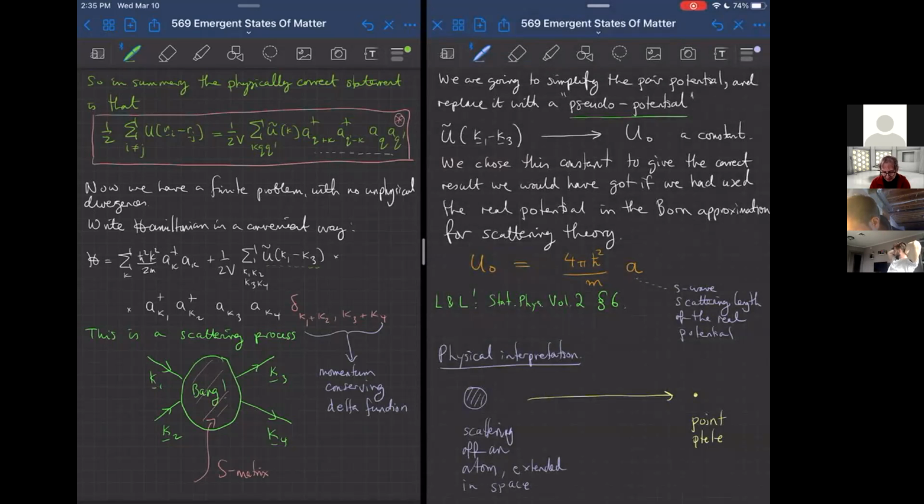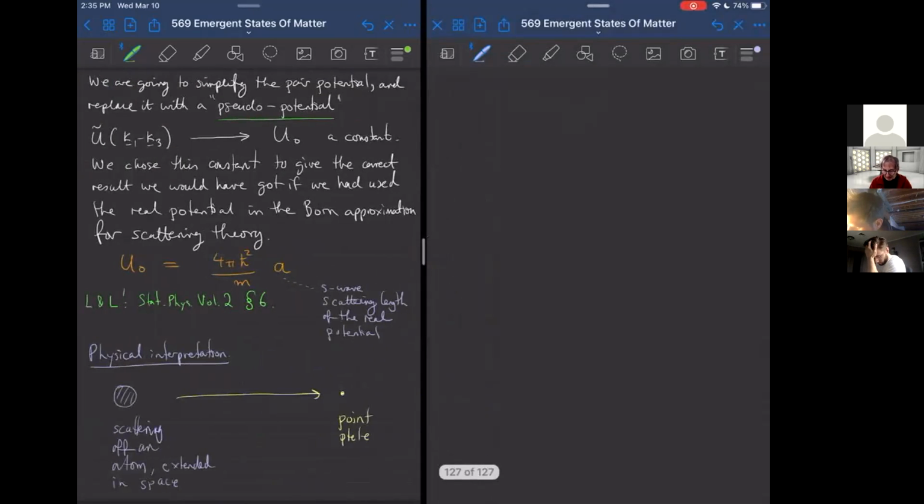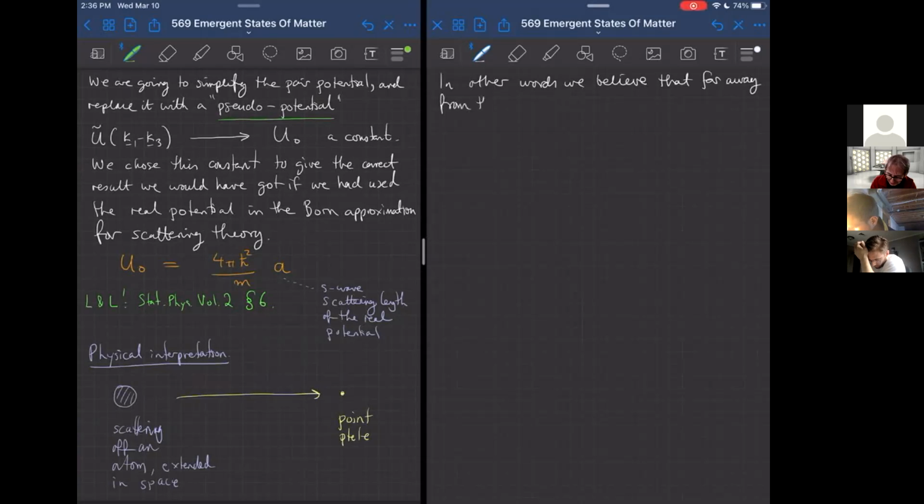So what do we really mean when we're doing this? What we really mean is that by replacing the actual atom by a point particle, we are looking at an effective long wavelength description of our scattering process. So what we expect is that far away from the scattering event, we should not be able to detect the fine structure of the scattering atom.